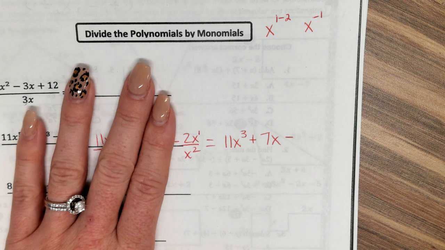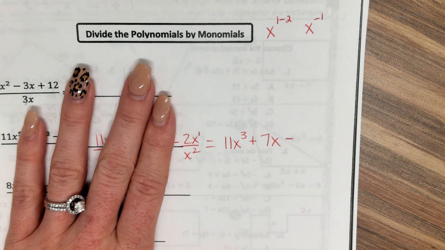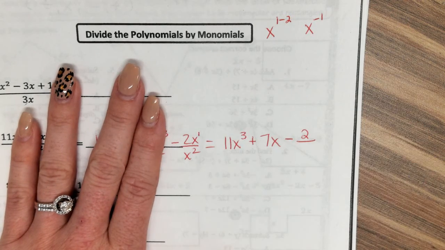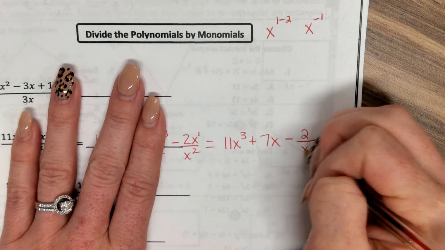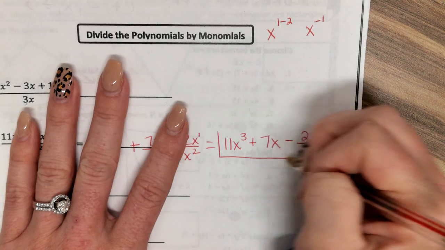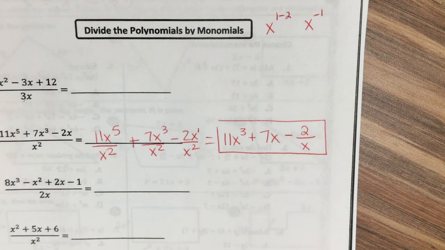But I can't have negative exponents. So that has to go to the bottom. So the 2 stays on top. But x to the first power, or just x, goes to the bottom. That's where students get confused. They want to move the 2 to the bottom with it. No, the 2's on top because it's a whole number. Are we all good with that?